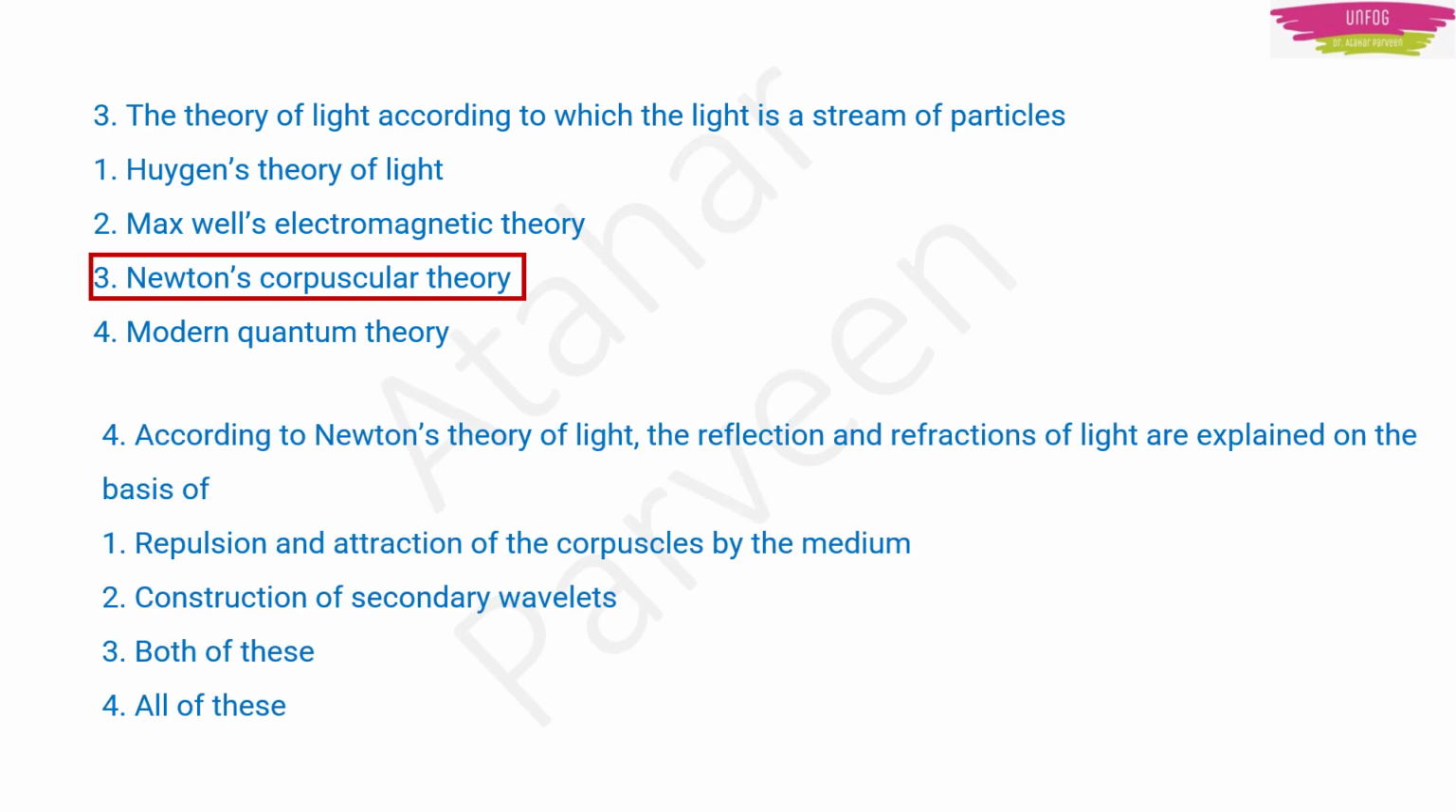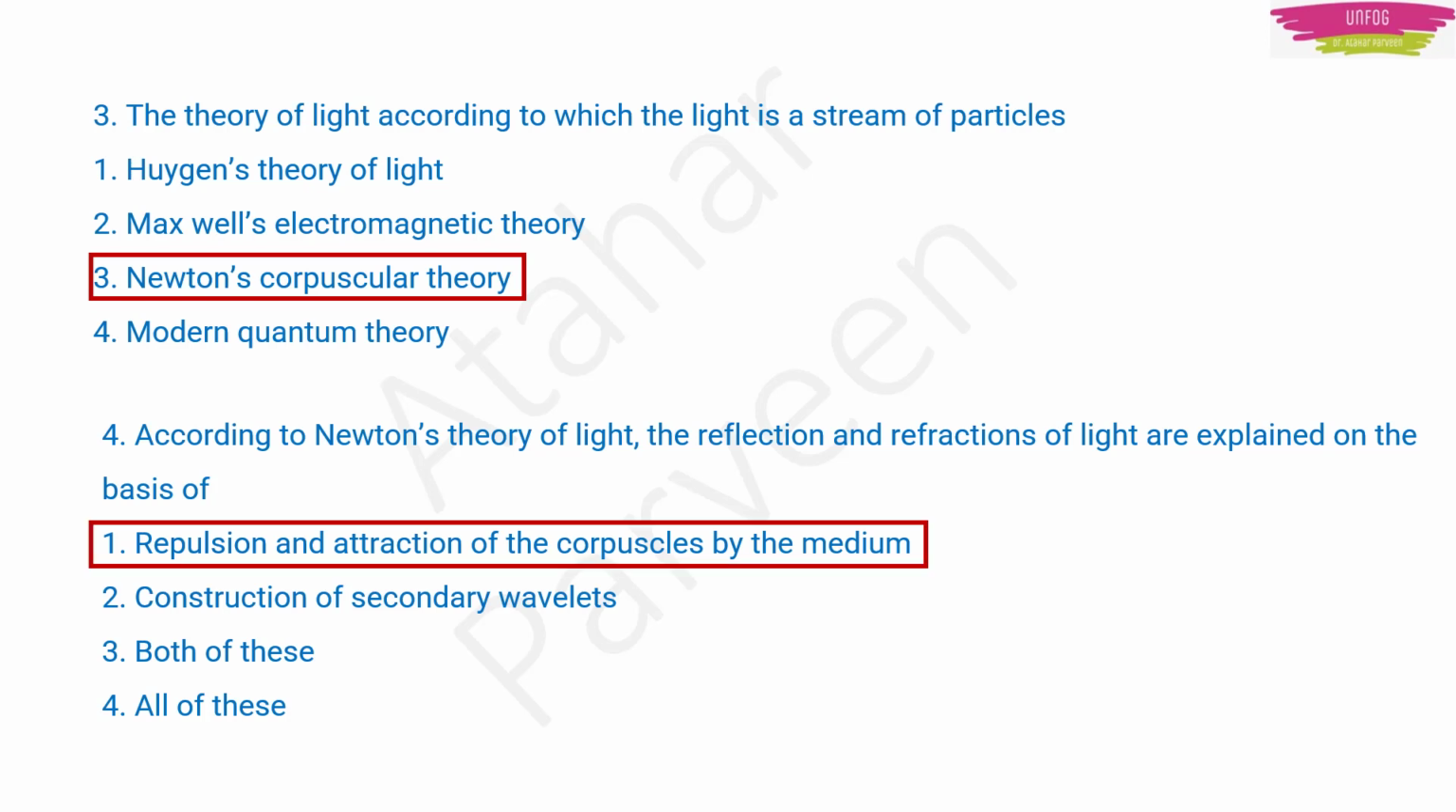Next, they can ask this type of question also. According to Newton's theory of light, the reflection and refraction of light are explained on the basis of: repulsion and attraction of the corpuscles by the medium, construction of secondary wavelets, both of these, all of these. According to Newton's theory, he told that reflection and refraction are happening because of repulsion and attraction, right? But this is not right. But anyway, this is the right answer for this question. Okay, option 1 will be the right answer.